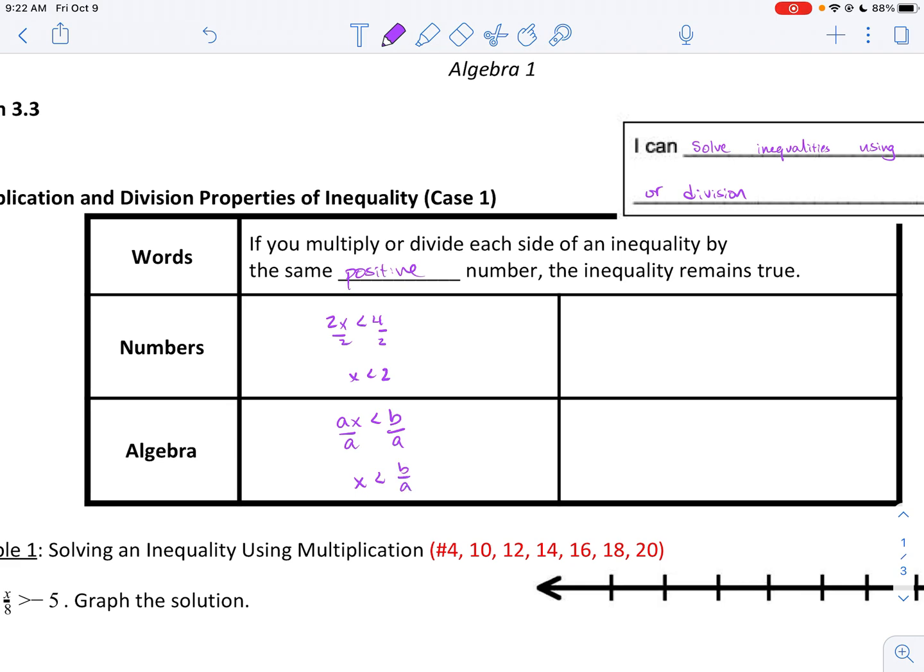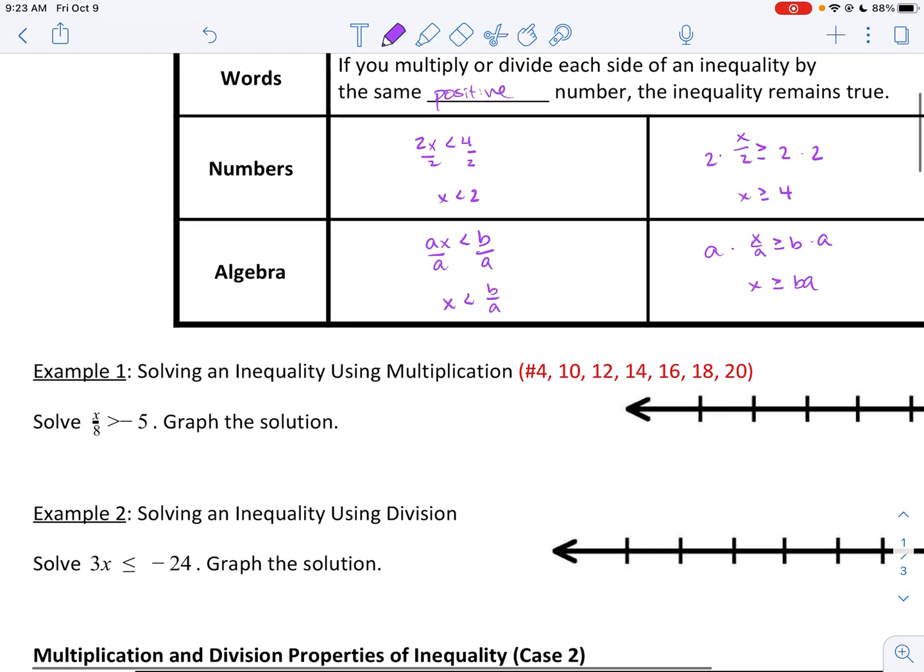Notice how everything's the same. It's like solving a one-step equation. Same thing if it's division. If I have x over 2 is greater than or equal to 2, I would multiply by 2, I have x is greater than or equal to 4. If I have x over a is any value, I multiply by a, get x is greater than or equal to ab or ba.